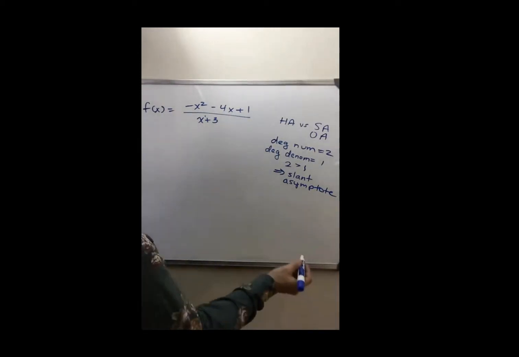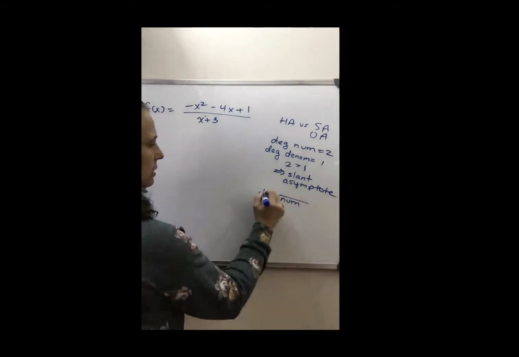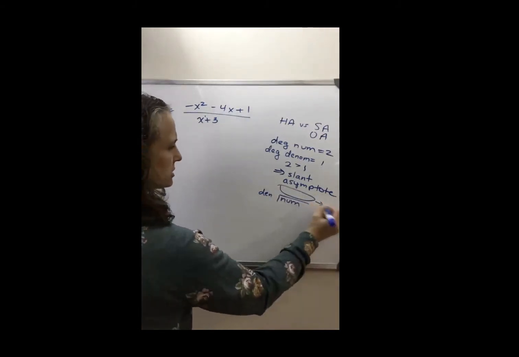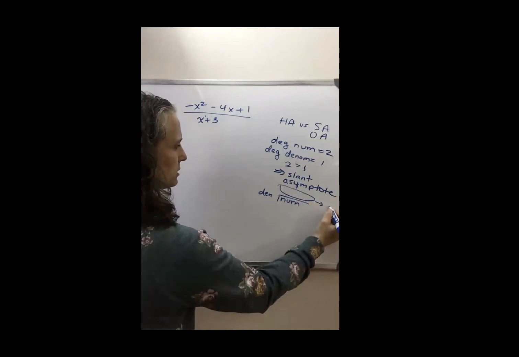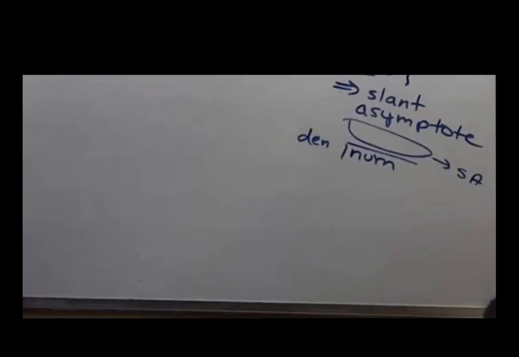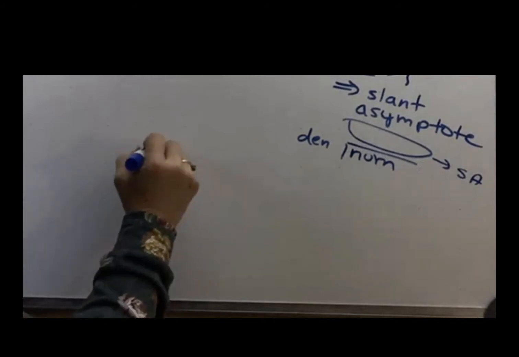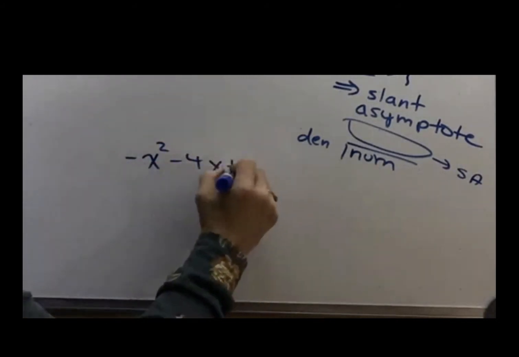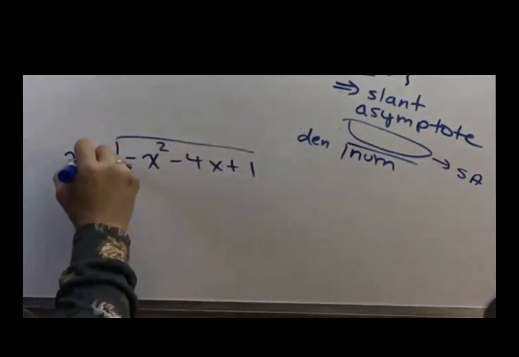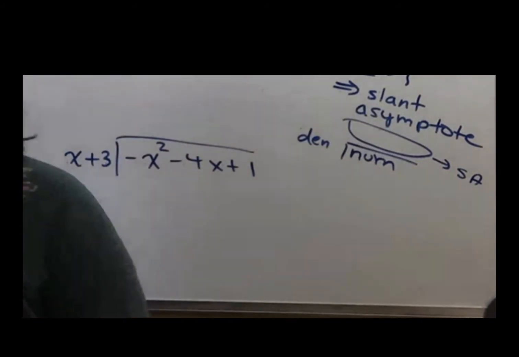So what we're going to do is take the numerator and divide it by the denominator, and this part here is going to give us our slant asymptote. So that's the summary. Let me just go ahead and go through that. So I have negative x squared minus 4x plus 1. Since this is an x plus 3, I really could use synthetic division if I wanted to. Might be quicker. I'll go ahead and do it the long way.